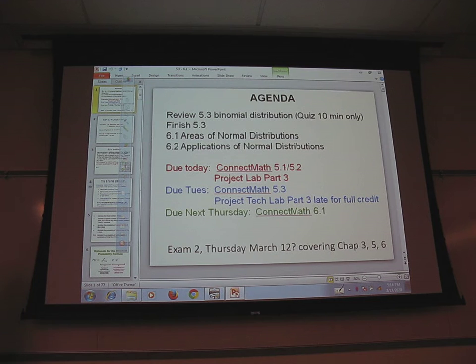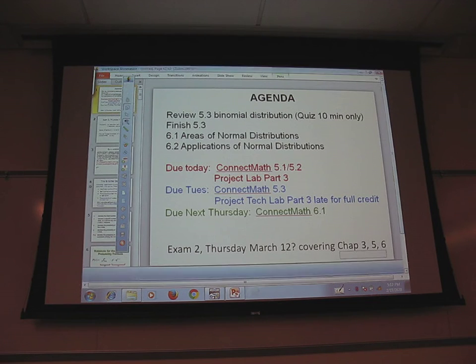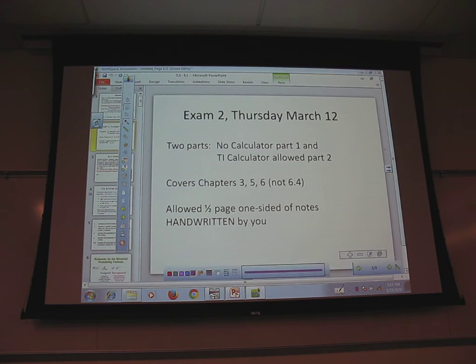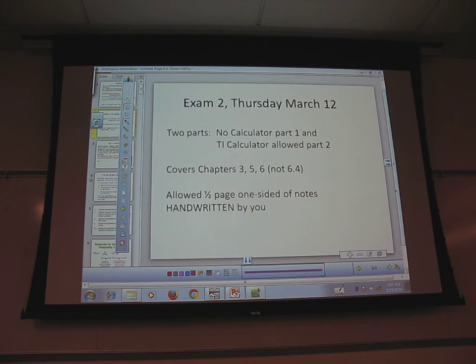Our exam is going to be on Thursday, March 12th for you guys. It's going to be covering chapters 3, 5, and 6. There are going to be 2 parts to it. The first part is going to be no calculator. However, I've decided I will allow a very, very basic calculator, one that does addition, subtraction, multiplication, and division. That's it.